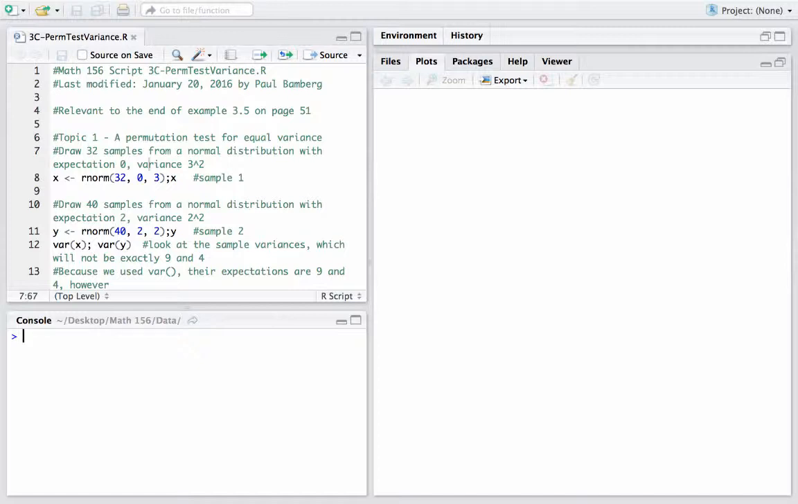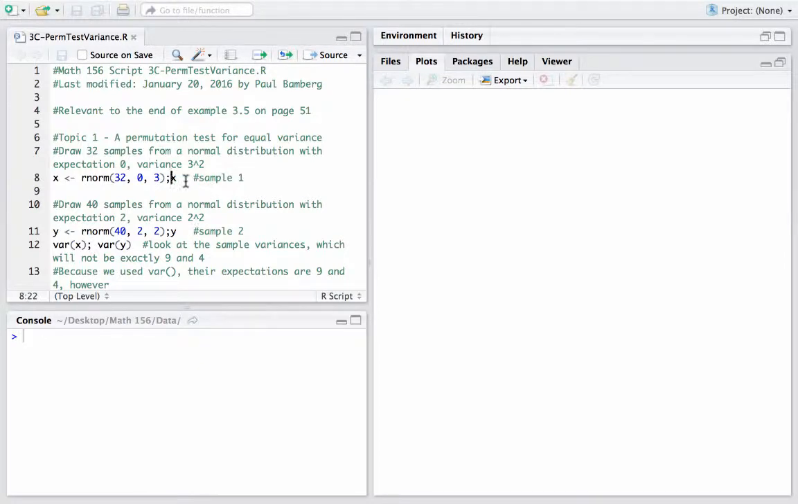As the title implies, we're still doing permutation tests, but this time, instead of testing if two distributions are centered in the same spot, we're testing if they're spread out the same amount, or if they have the same variance, or what's the likelihood of them having the same variance. So the first way we're going to do this is with an example that uses toy data.